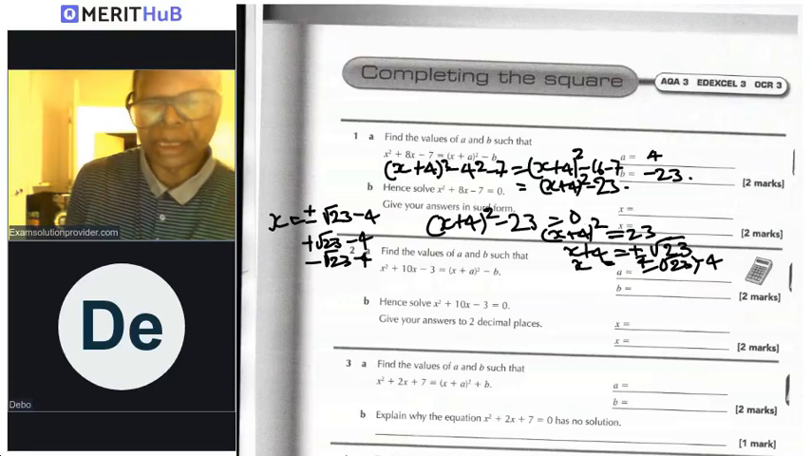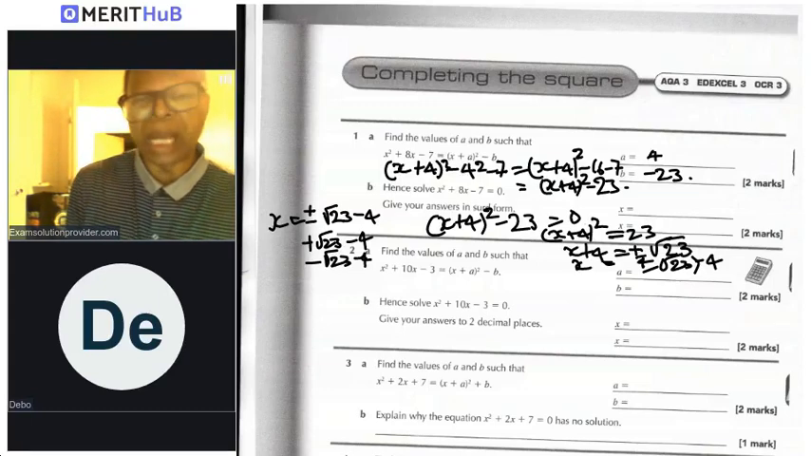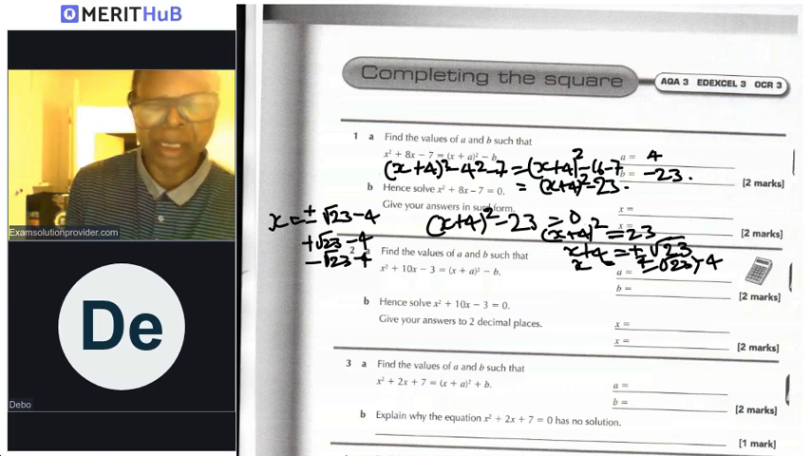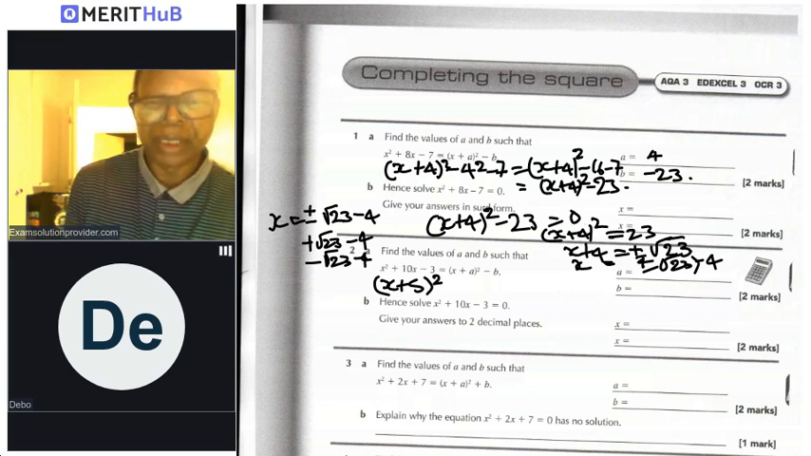All right, so let's do this one. Okay, so again, we need half of the coefficient of x. So this is going to be (x + 5) squared. Now we have added the 5 squared, so therefore we need to subtract that. Therefore, it's going to be minus 5 squared and minus 3, which was already there.